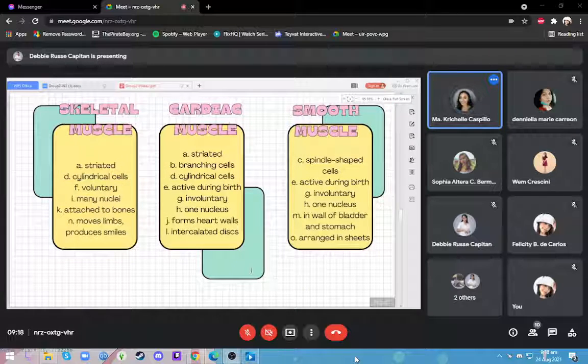Muscle tissue. The characteristics of skeletal muscle: striated, cylindrical cells, voluntary, many nuclei, attached to bones, moves limbs, produces smiles. Cardiac muscle: striated, branching cells, cylindrical cells, active during birth, involuntary, one nucleus, forms heart walls, intercalated discs. Smooth muscle: spindle-shaped cells, active during birth, involuntary, one nucleus, in the walls of the bladder and stomach, arranged in sheets.